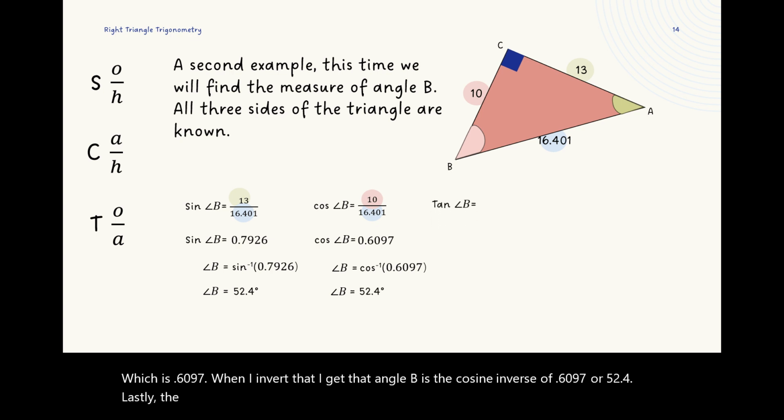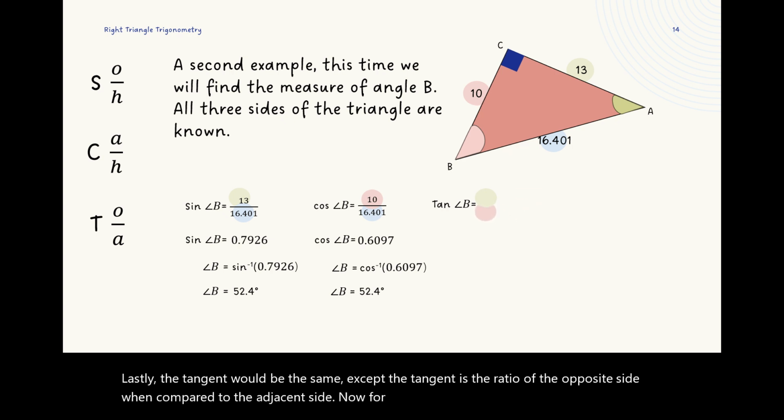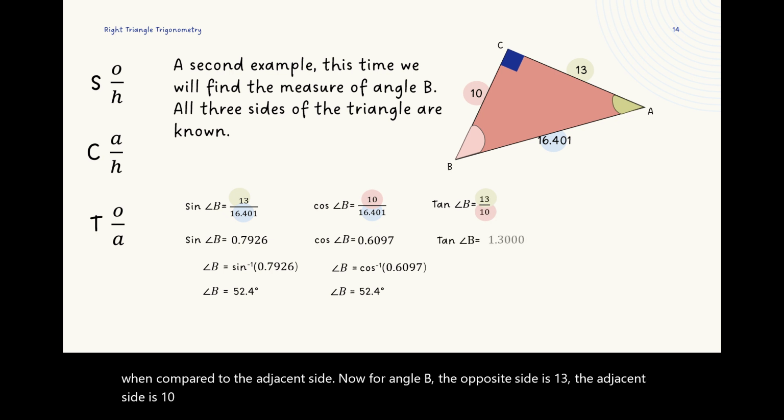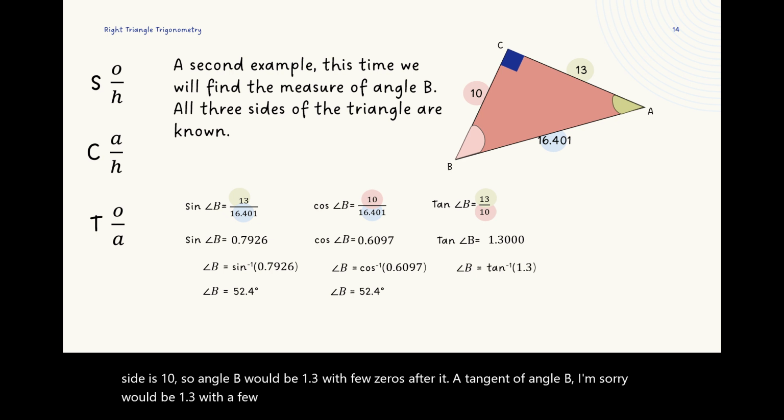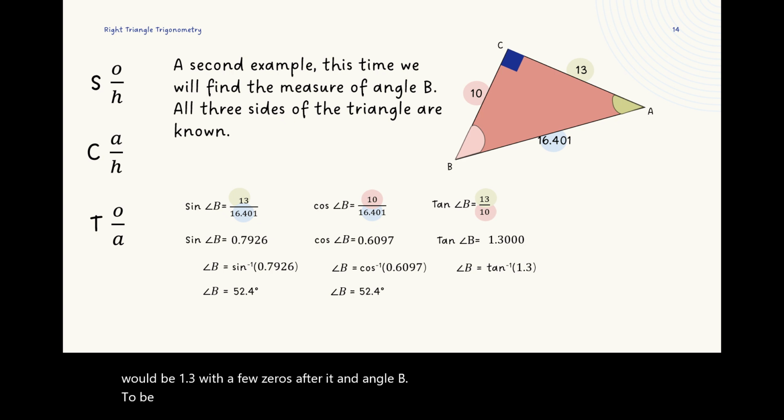Lastly, the tangent would be the same, except the tangent is the ratio of the opposite side when compared to the adjacent side. Now for angle B, the opposite side is 13, the adjacent side is 10. So the tangent of angle B would be 1.3 with a few zeros after it. And angle B would be the inverse tangent of 1.3, or 52.4.